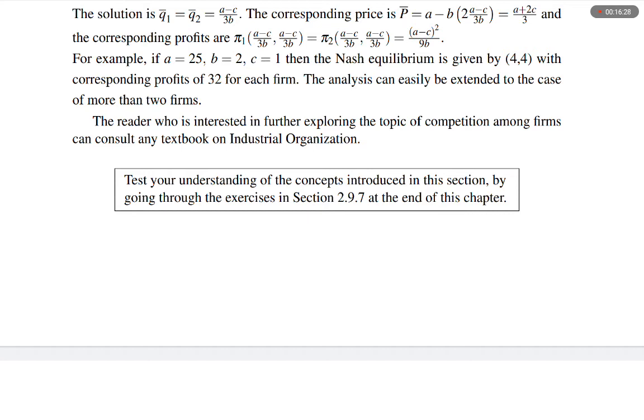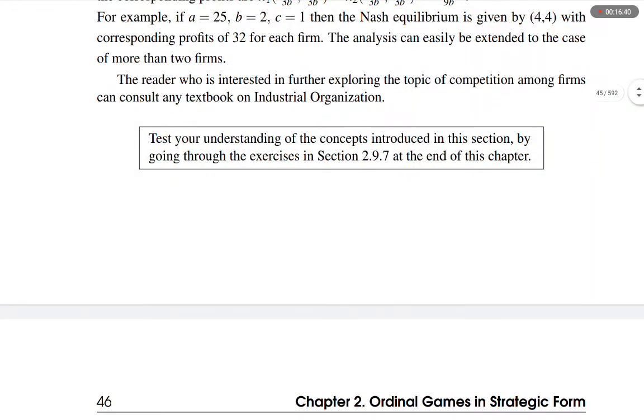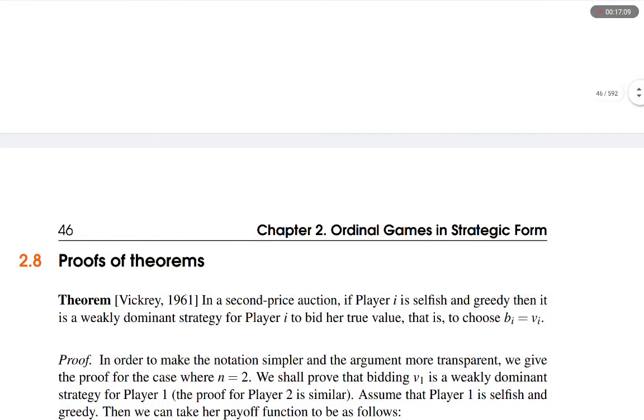For example, if A = 25, B = 2, C = 1, then the Nash equilibrium is given by (4, 4) with corresponding profits of 32 for each firm. The analysis can easily be extended to the case of more than 2 firms. The reader who is interested in further exploring the topic of competition among firms can consult any textbook on industrial organization. Test your understanding of the concepts introduced in this section by going through the exercises in section 2.9.7 at the end of this chapter.